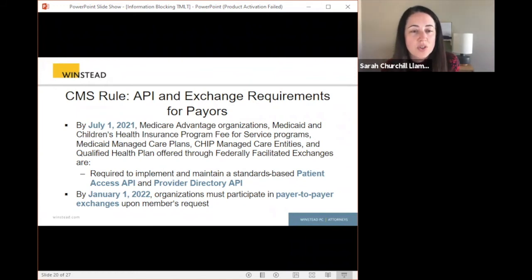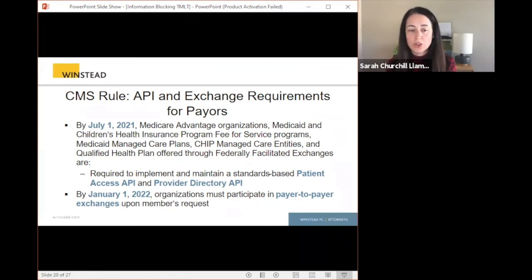So the CMS rule, the API and exchange requirements for payers. This is my summary of what the payers are going to be looking at. By July 1st of 2021, Medicare Advantage and Medicaid and CHIP and all of this are required to implement and maintain a standards-based patient access API and provider directory API. And as I said earlier, an API is basically like an open interface that anybody can go out and ping and then automatically get a result back. It doesn't have to have a long setup time or anything like that.